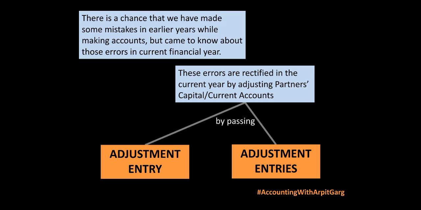So let's see how these are made. First we will see the steps of adjustment entry, then a question, then the steps of adjustment entries, then a question related to that. Let's begin.